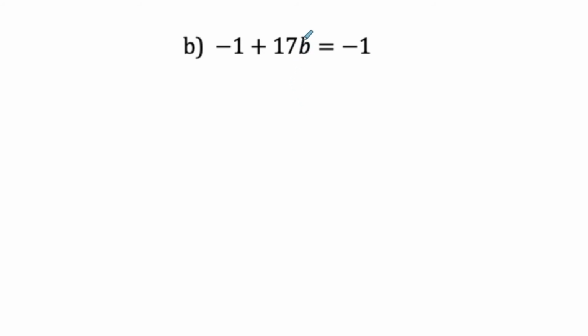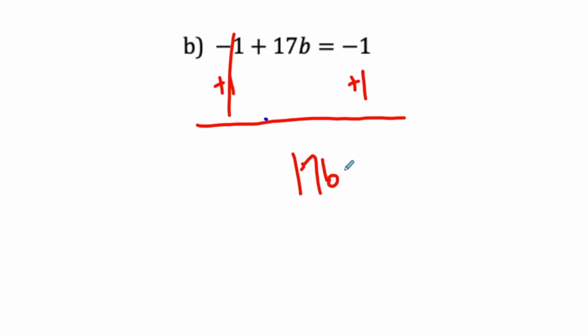Again, I want to get b by itself. So first up, I will get rid of this 1. There goes the bell. So we're going to add 1 to both sides. Negative 1 plus 1 is 0, so they cancel out. Then I'm left with 17b equals negative 1 plus 1 is 0.